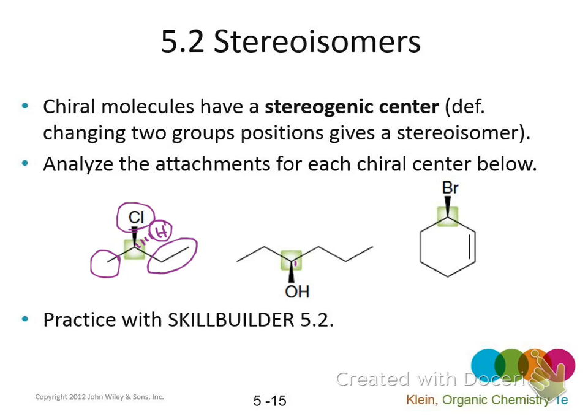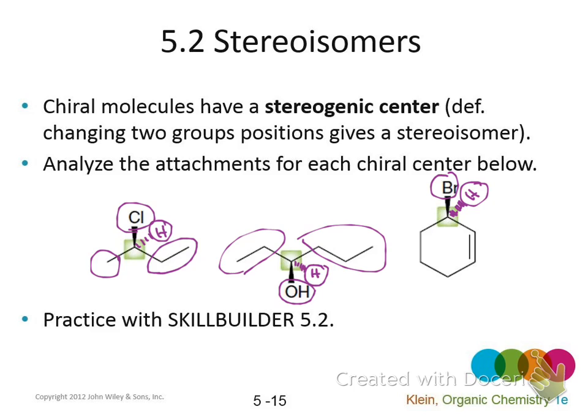For the middle one, I'll draw a hydrogen on here like this in the back. So there's one group. There's another group. And then I have ethyl and propyl. Those are different. Now, this one's kind of weird because it's in a ring, right? And there's a hydrogen that goes in the back like this. So bromine and hydrogen, that's two of my groups.